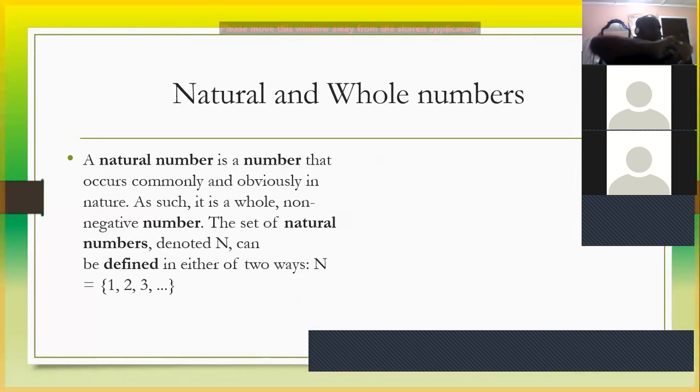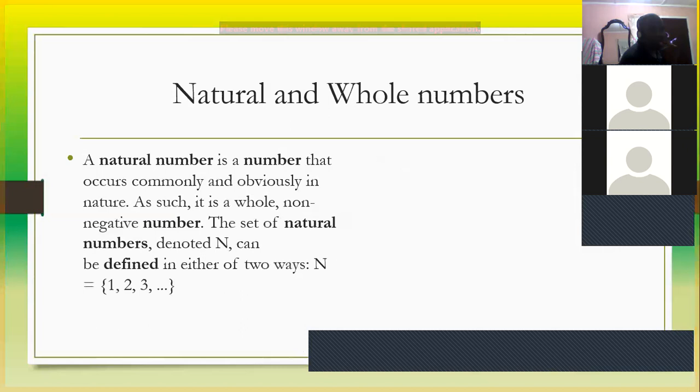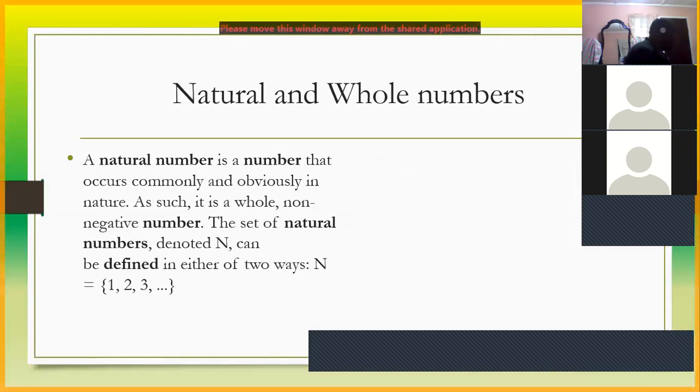On your phone screen, just look for full screen and click on it. Is it bigger now? A natural number is a number that occurs commonly and obviously in nature. As such, it is a non-negative number. The set of natural numbers, denoted N, can be defined in either of two ways: N equals 1, 2, 3, etc. All right, very good.